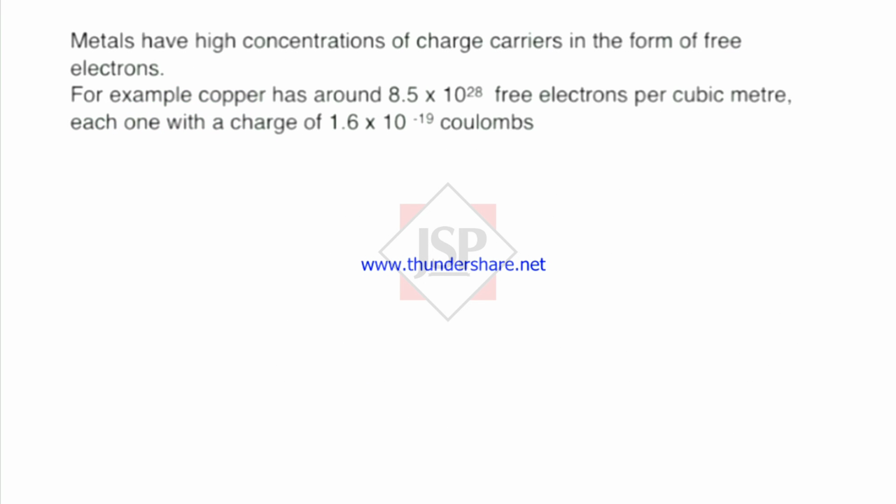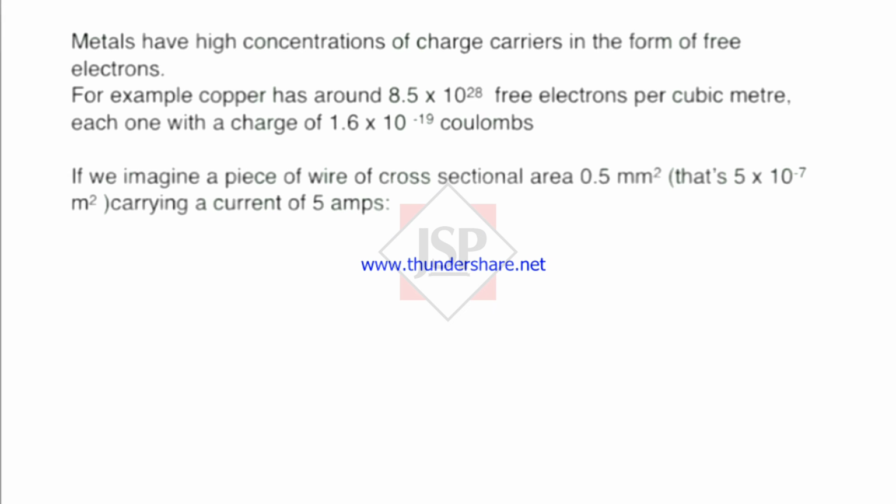Metals have a huge concentration of charge carriers in the form of free electrons. In non-metals, semiconductors and electrolytes, the charge carriers may not be electrons. For example, they may be positive or negative ions or holes in the lattice. But if we continue with copper, with an example of a piece of wire which is 0.5 square millimeters in cross-sectional area and carrying a current of 5 amps.